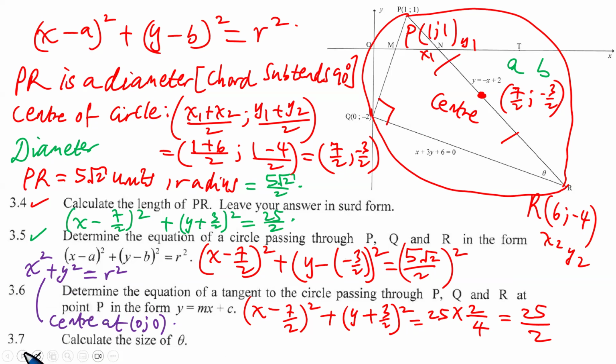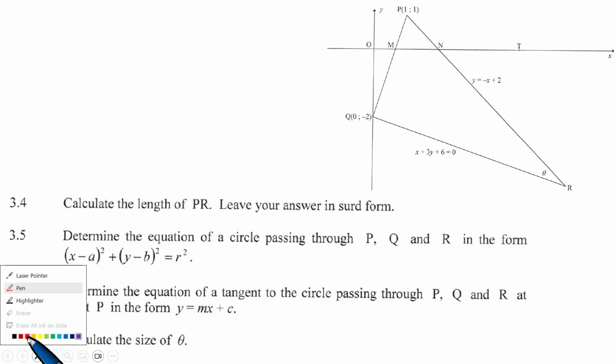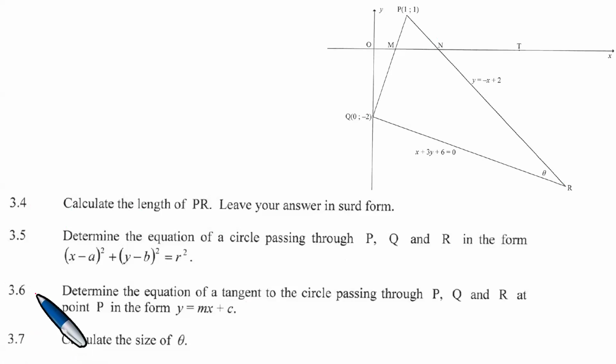We continue to solve more math by doing the next question, 3.6. Determine the equation of a tangent to the circle passing through P, Q, and R at point P. Obviously, we have that the point P has the coordinates 1 and 1.